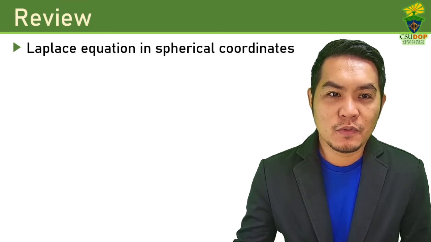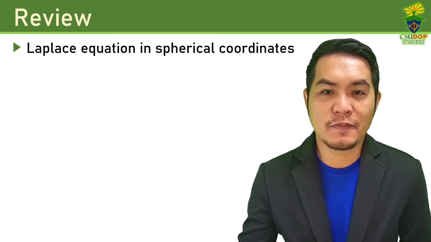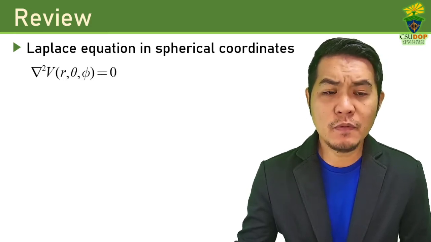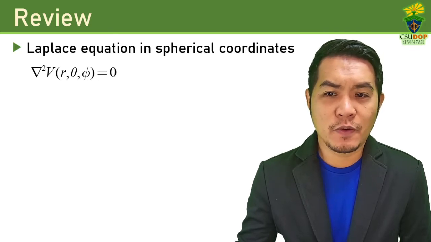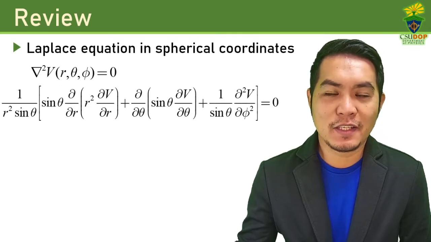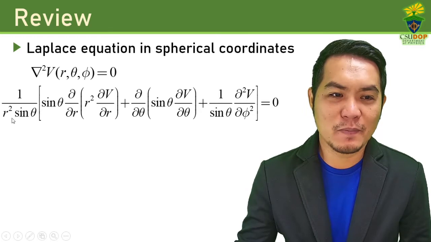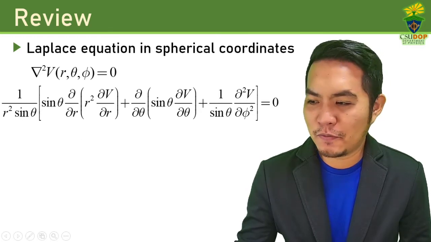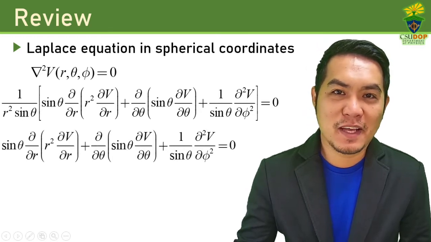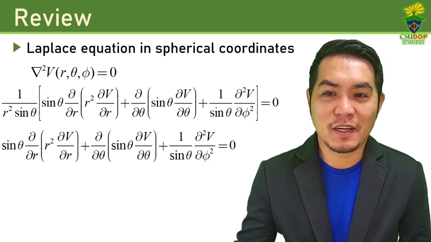So we have encountered the Laplace equation before in spherical coordinates. If your potential is a function of r, theta, and phi, then this is your Laplace equation in spherical coordinates. But since the Laplacian is equal to 0, we can multiply both sides by r squared sine theta to further simplify our Laplace equation. So this will now be our Laplace equation in spherical coordinates.